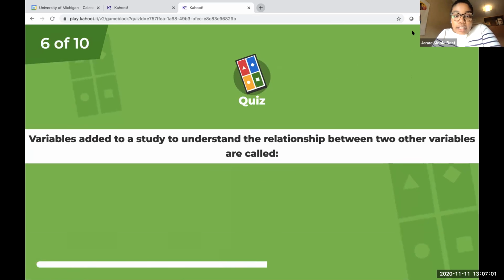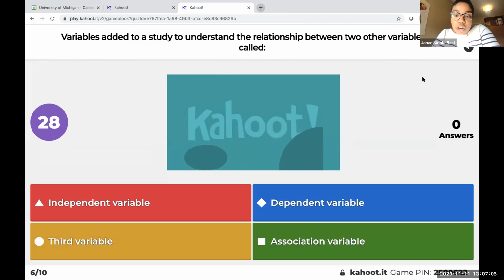Variables added to a study to understand the relationship between two other variables are called independent variable, dependent variable, third variable, or association variable.